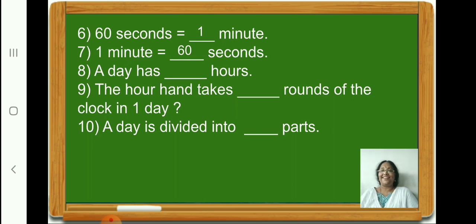Now let's do the 8th one. A day has dash hours. How many hours a day has? 24 hours. So let us write 24. Let us do the 9th one. The hour hand takes dash rounds of the clock in one day. The hour hand takes 2 rounds of the clock in one day. Now let's do the 10th one. A day is divided into dash parts. How many parts a day is divided, children? It is divided into 4 parts.